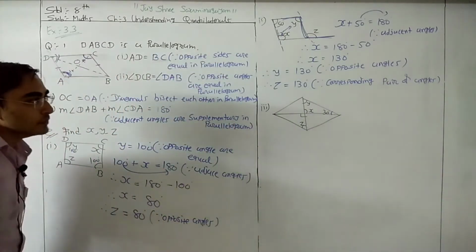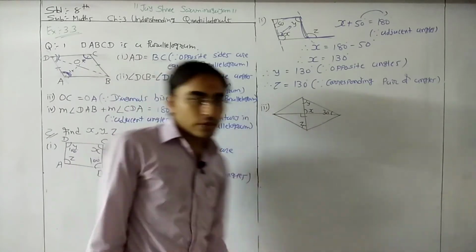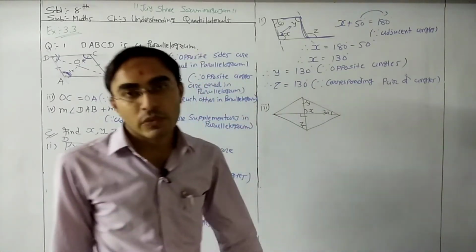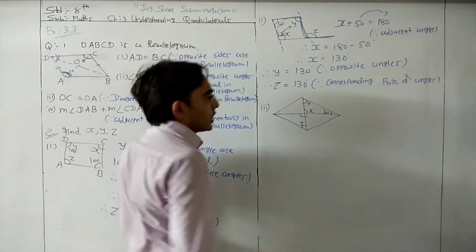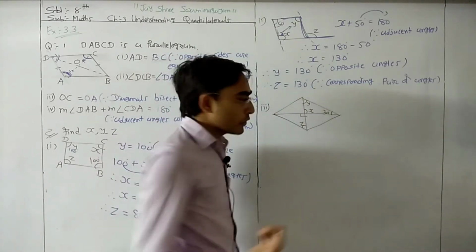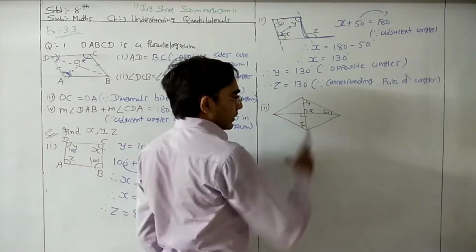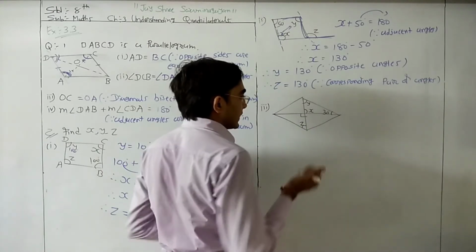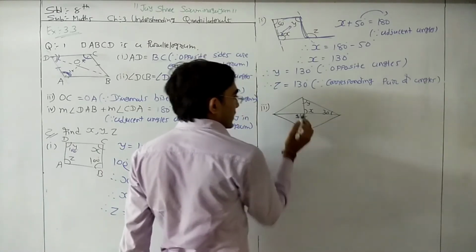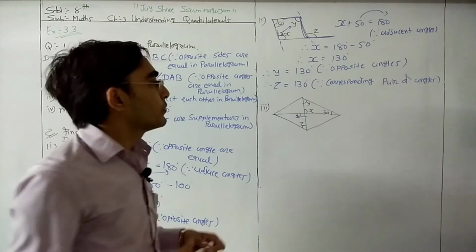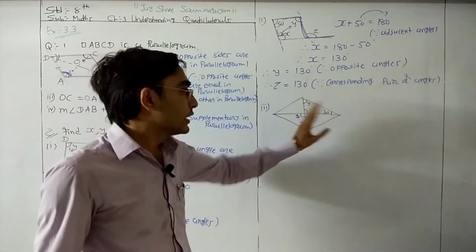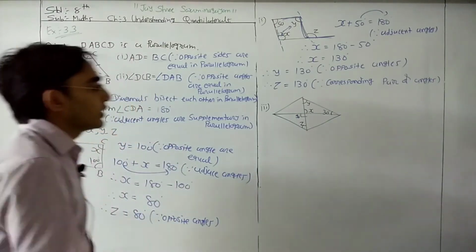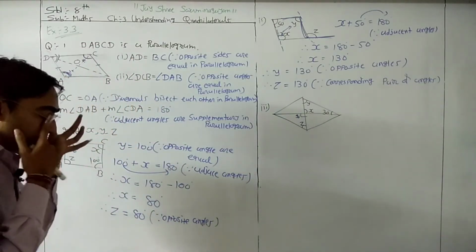Okay, then our next question, number 3. Here we have one parallelogram. Here one angle of 30 degrees is given to you. Here this is the sign of 90 degrees, right? And we need to find the values of x, y and z.